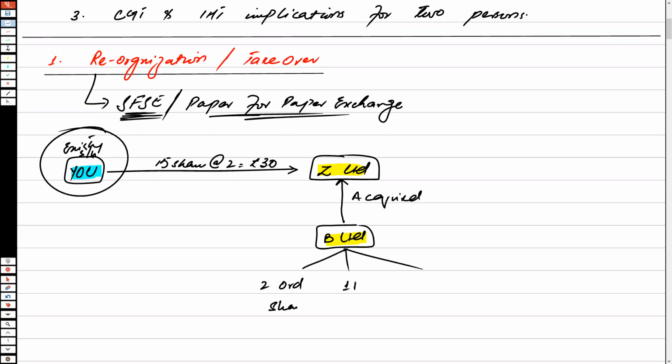All these offerings are made to you. For example, 1 preference share, and let's say 2 pounds cash per share. So these things are offered by B Limited to the existing shareholder of Z Limited. So basically it is termed as share for share exchange or paper for paper exchange. Why? Because you actually held the shareholding of company Z. Now company Z has been acquired by company B, and company B is offering all of these things to the existing shareholder, which is you.